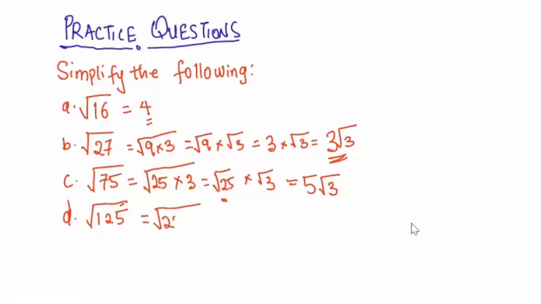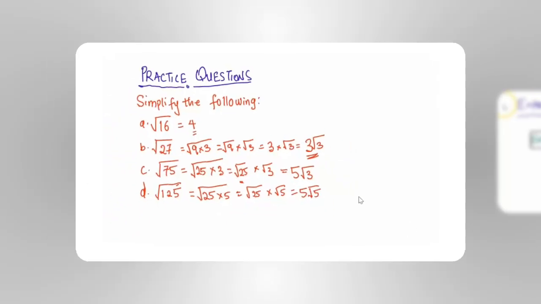Now two numbers we can also multiply to give us 125 will be 25 times 5. Now again we give them their individual roots. 25 will take its root and then 5 will also take its root. Now the square root of 25 is 5, so our final answer becomes 5 root 5.